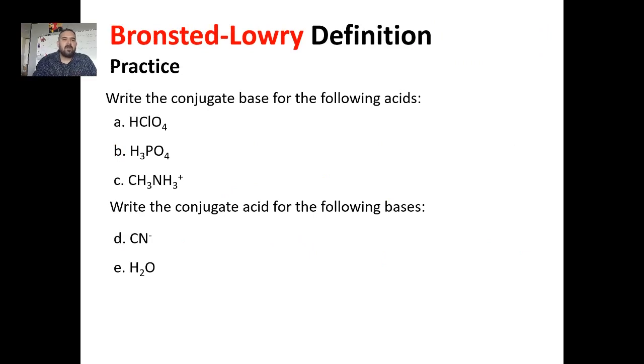All right, so here we have some practice. Write the conjugate base for the following acids. You're going to see this in the assignment that we're going to work out very soon. But to do this, it's very simple. All you're doing for the conjugate base is writing what it looks like when it loses a single hydrogen. Most of the time it's easy because most acids start with hydrogen.